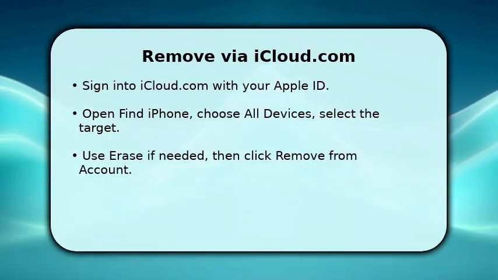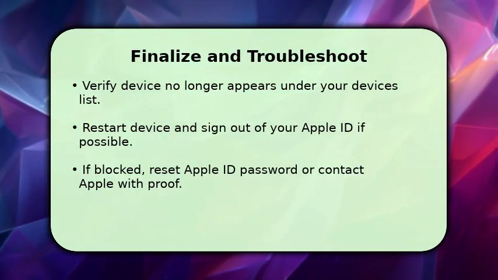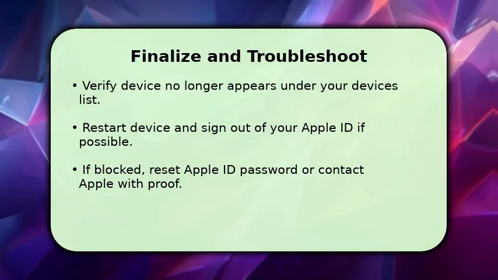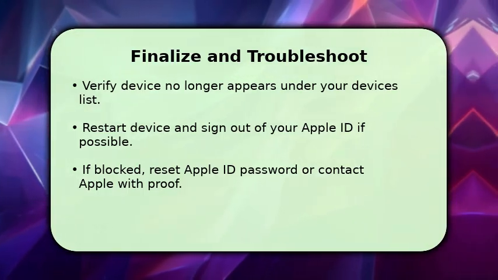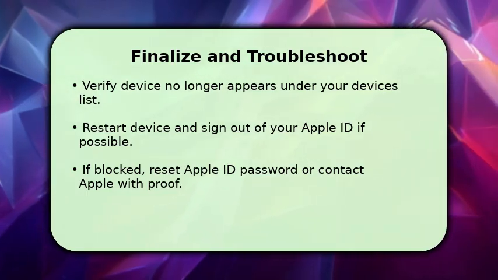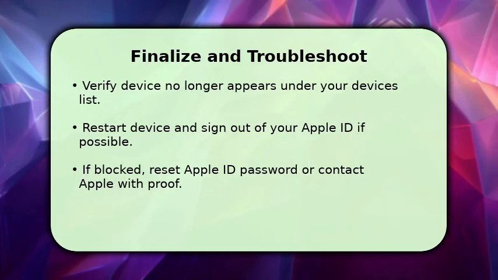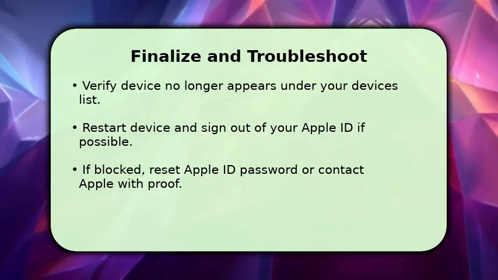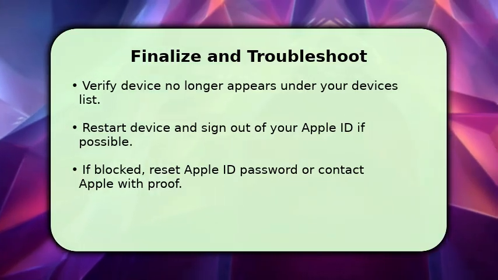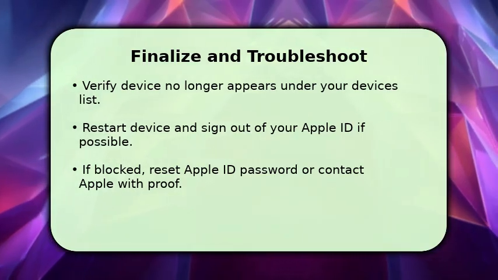Finish by checking your Apple ID device list in Settings or on iCloud.com to confirm the device is gone. Make sure the device restarts and allows activation without your credentials. If you still see activation lock, try signing out of iCloud on the device or perform an erase then removal sequence again. If you're blocked because you forgot the password, reset the Apple ID password or contact Apple support with purchase proof. Key troubleshooting tip: keep your proof of purchase ready.